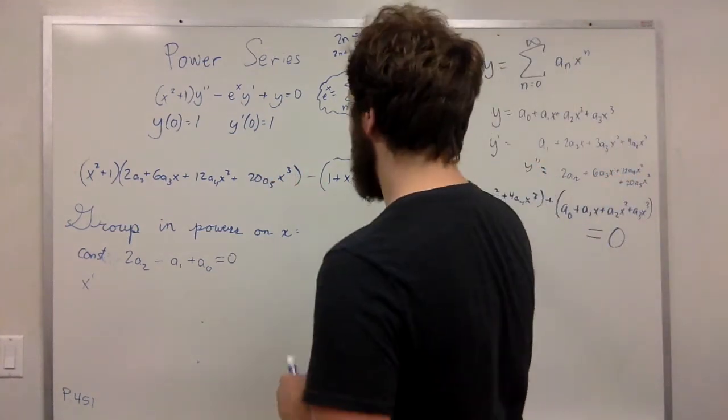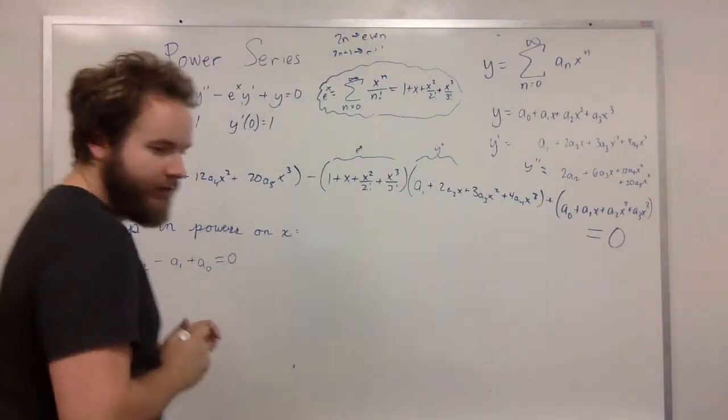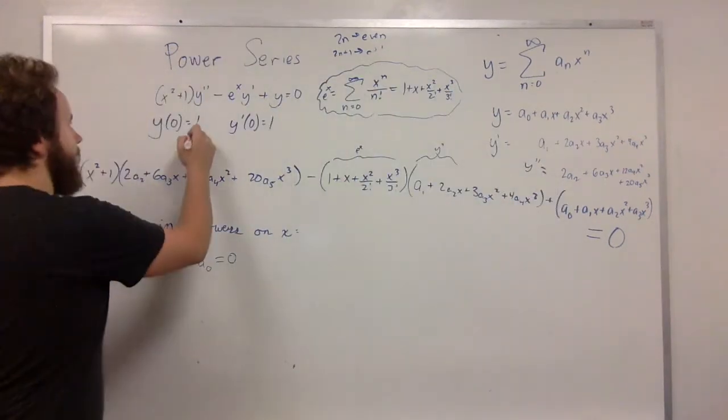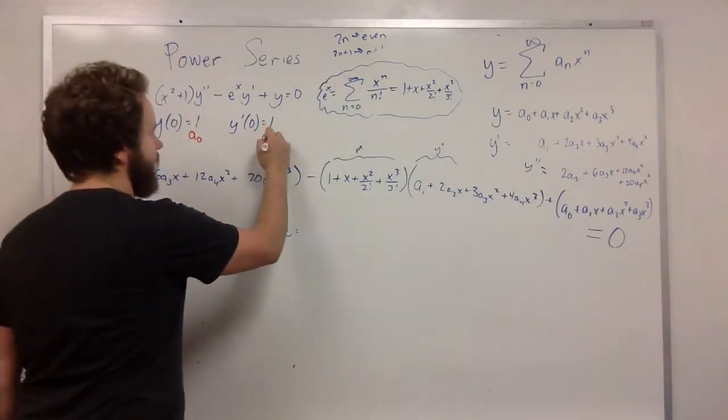Multiply it out. Oh, right, this is what I was going to say. Let's do it. Let's get a different color here. This is a 0. This is a 1.